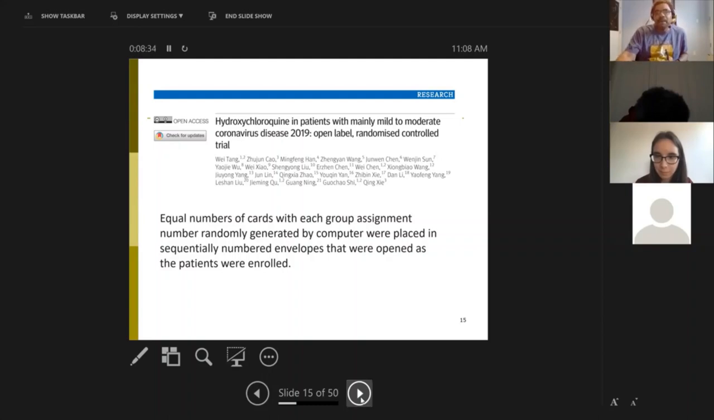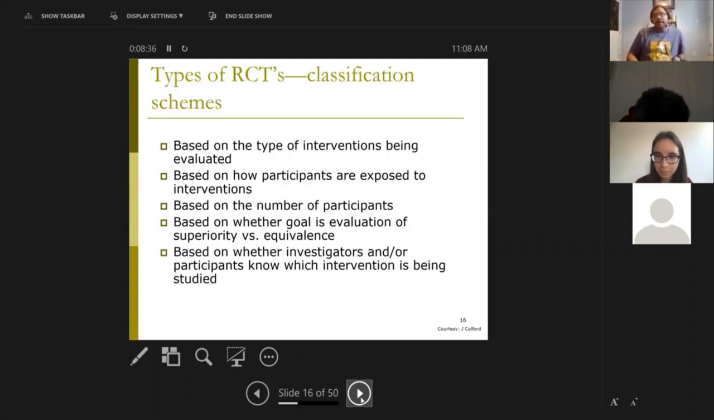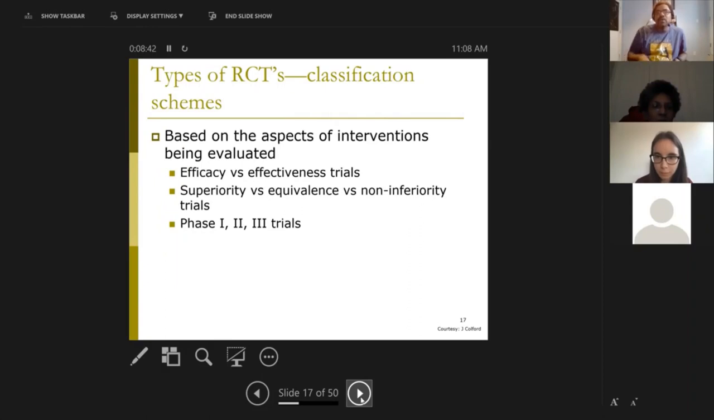All right. So there are many, many different ways of categorizing or classifying randomized trials. Let me walk you through a few. One is you can classify randomized trials as efficacy trials or effectiveness trials. You can classify them as superiority trial, equivalence trial, or non-inferiority trial. You could classify them as phase one, phase two, phase three.